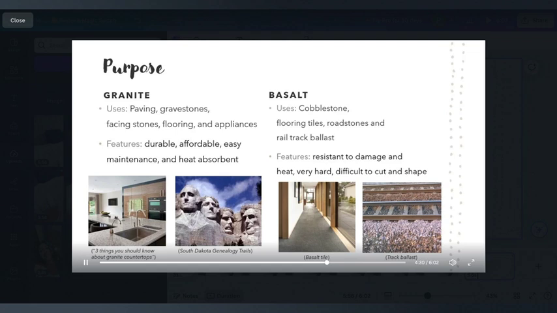Basalt is common in construction materials, road base, flooring, and railroad ballast. Some of granite's best features are that it's durable, affordable, easy to maintain, and heat absorbent. Basalt's features are that it is resistant to damage and heat, very hard, and difficult to cut and shape.